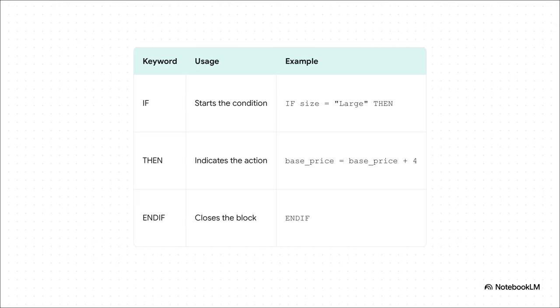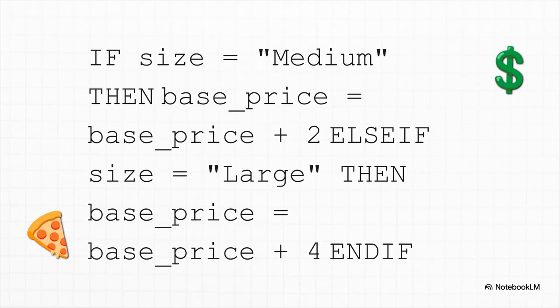It's a clean, self-contained little decision. But what if you need more options? That's where else if becomes your best friend. Look at this. The program first checks if the size is medium. If it's not, it doesn't just give up. It moves on to the else if and asks a new question. Okay, well, is it large? Notice that beautiful indentation? It makes it super clear which action belongs to which choice.